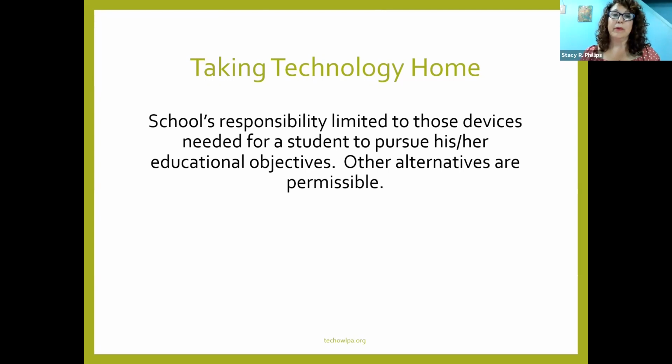Taking technology home, it is the school's responsibility, limited to those devices needed for a student to pursue his or her educational objectives. And then other alternatives are permissible. So if a device is deemed appropriate for in-school use, but you need one at home as well, and the one that's in school can't go home, there are other options for getting a device that can be brought home or kept at home. But this is a conversation that needs to happen throughout the IEP and SET process.